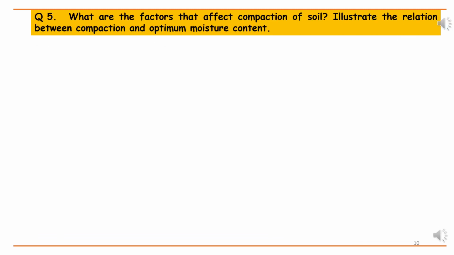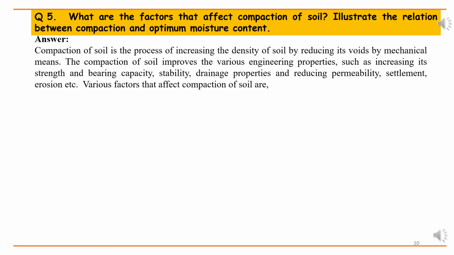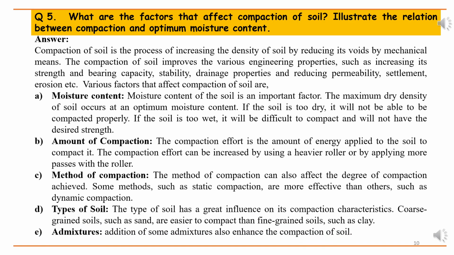Five. What are the factors that affect compaction of soil? Illustrate the relation between compaction and optimum moisture content. Compaction of soil is the process of increasing the density of soil by reducing its voids by mechanical means. The compaction of soil improves the various engineering properties, such as increasing its strength and bearing capacity, stability, drainage properties, and reducing permeability, settlement, erosion, etc.